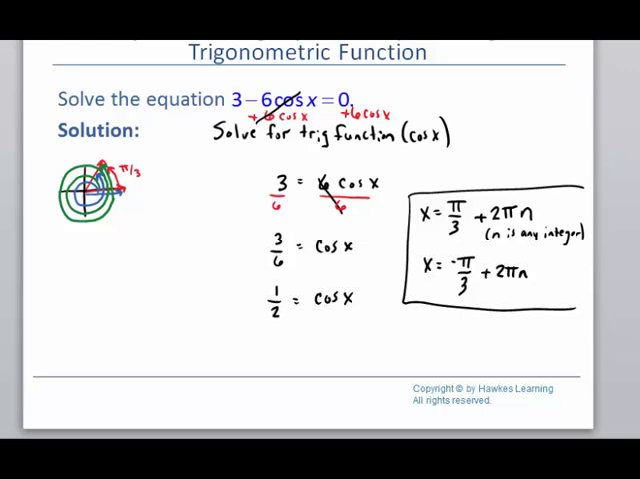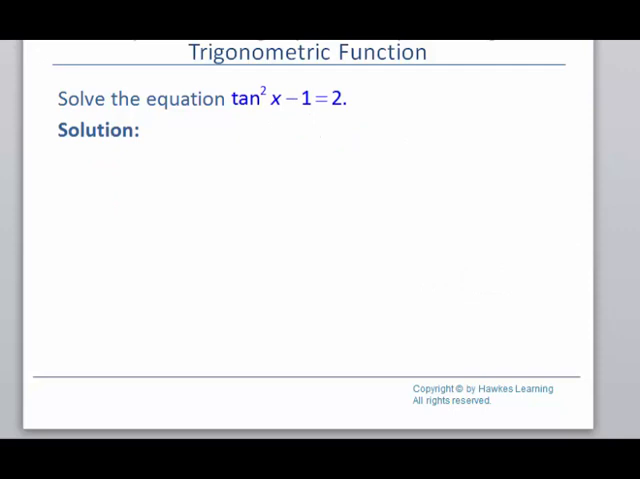Okay, so let's go ahead and take a look at a second example. Our example reads, solve the equation tangent squared x minus 1 is equal to 2. We're going to begin in much the same way that we did the last example. Our goal is to solve for the trig function, in this case, tangent x.